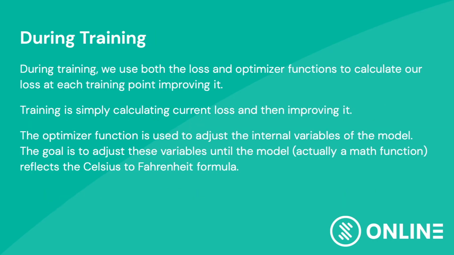During the training, we're going to use both the loss and optimizer functions to calculate our loss at each training point to improve it. Training is basically calculating our loss, or how wrong we are, and then trying to improve it using our optimizer function. The optimizer function is used to adjust internal variables of the model. The goal is to adjust these variables until the model, which is actually just a math function, doing a lot of transforming using math, reflects the Celsius to Fahrenheit formula.